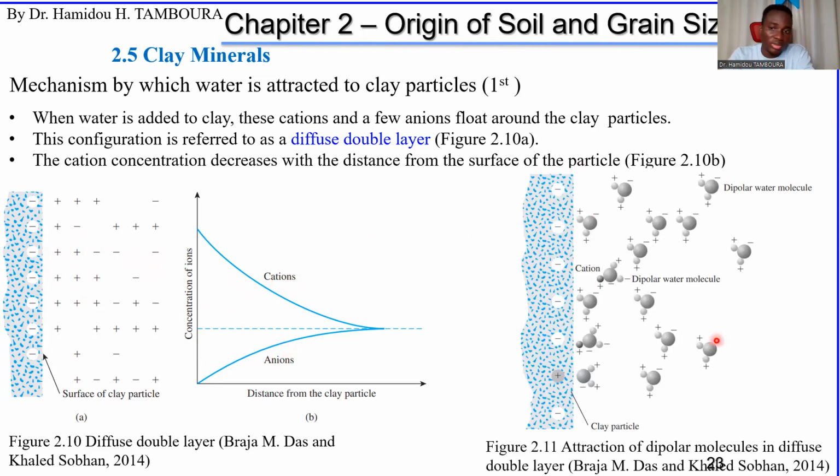So this is another explanation. After adding water, we see that the water molecules also have charges. The oxygen has minus and the hydrogen plus. All these interact with the cations and anions in the clay, and of course the surface of the clay, which is negative, and some positive at the edges.